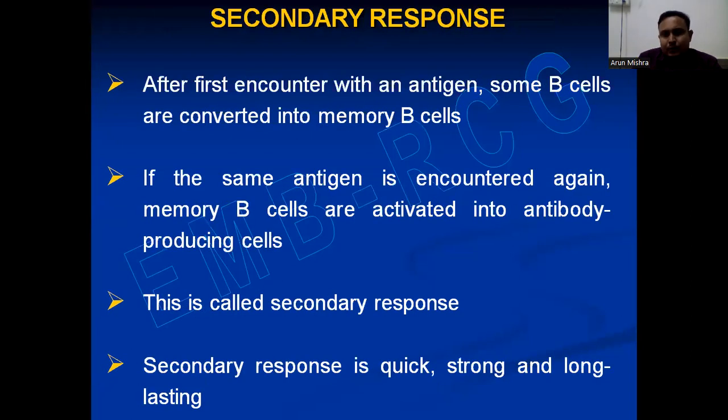The secondary response, or the stronger one: after the first encounter with an antigen, some B cells are converted into memory B cells. If the same antigen is encountered again, memory B cells are activated into antibody-producing cells. This is called the secondary response, and the secondary response is quick, strong, and long lasting.